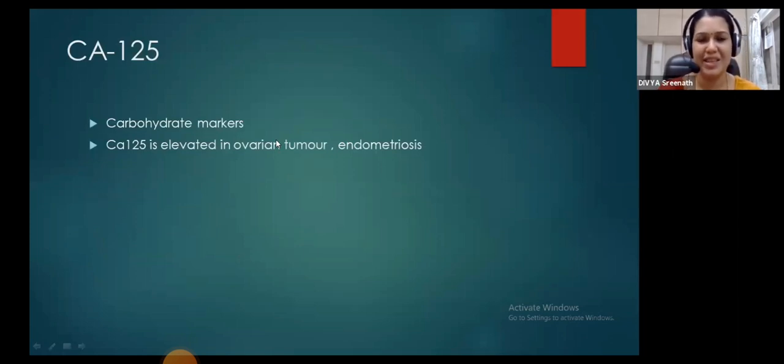Another common test is the CA125 tumor marker. Tumor markers are evaluated for any ovarian tumor, and CA125 is also increased in patients with endometriosis. In endometriosis patients, the CA125 may be much higher than the normal value. So it is a marker we can use in endometriosis and also in ovarian CA.